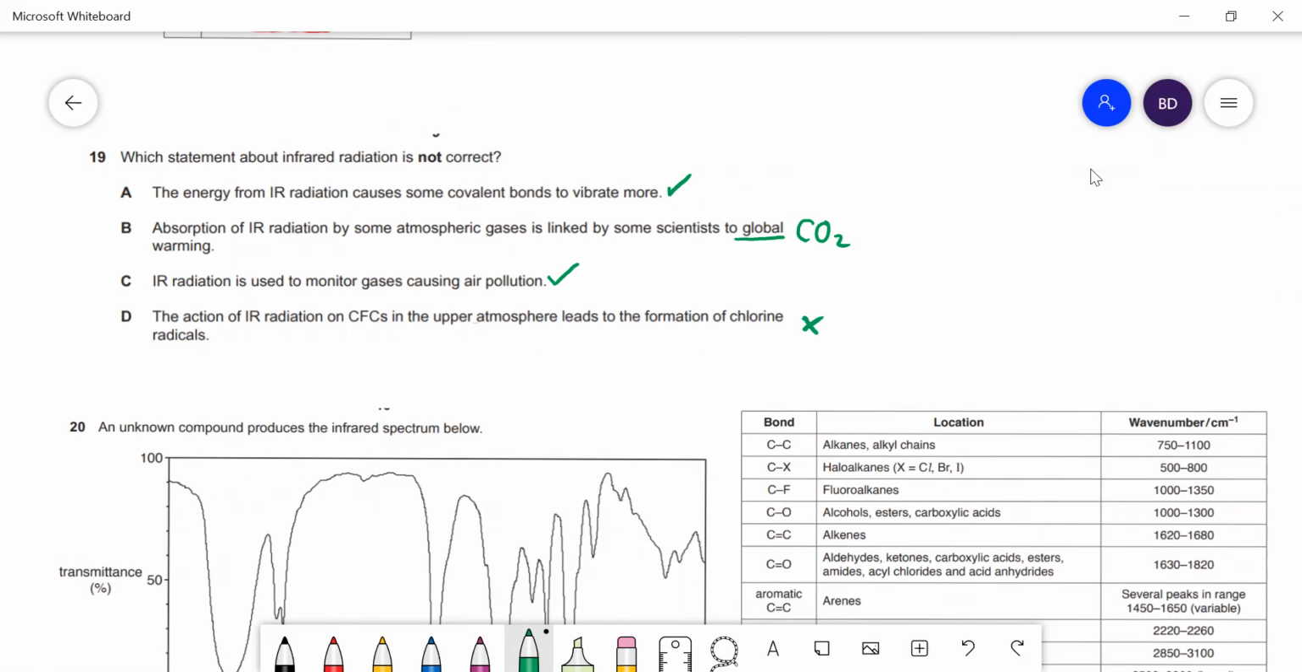Okay, the action of infrared radiation on CFCs leads to the formation of chlorine radicals. I'm trying to confuse you here, because yes, compounds containing a carbon-chlorine bond can be broken and that causes chlorine free radicals, which cause depletion of the ozone. But of course, it's not infrared that does that. It is UV radiation that does that. UV is higher in energy than infrared. Infrared is not strong enough to break those bonds. It just may cause an increase in vibration, but it won't break them. Okay, and you should know the condition for free radical substitution, of course, is UV light.